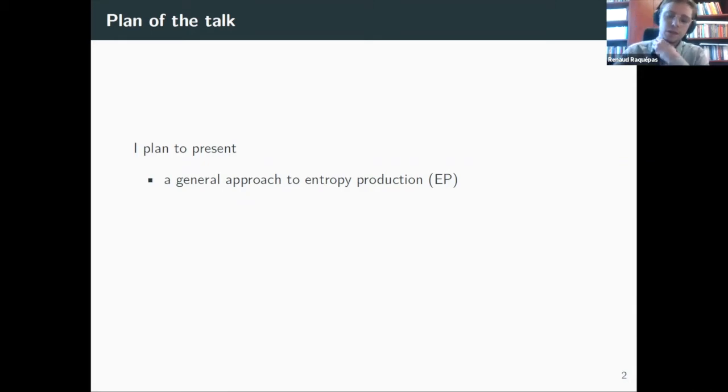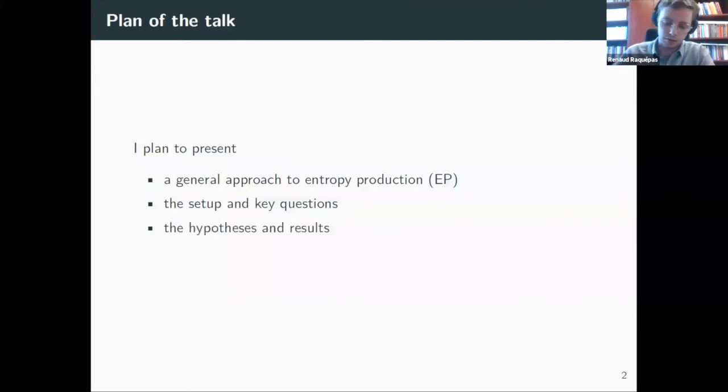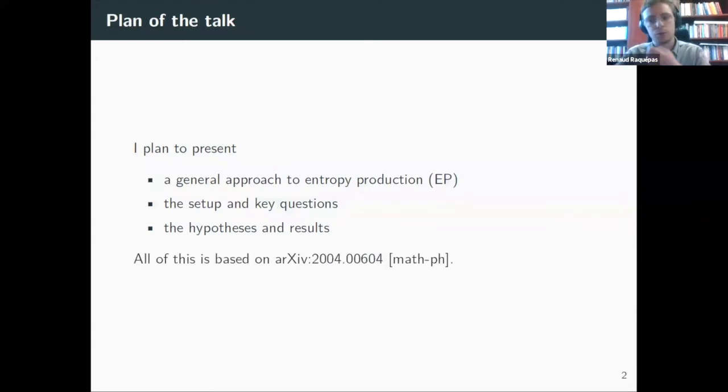Then I'll talk about the setup in which I will study entropy production, namely non-degenerate diffusions. I'll present the key questions that I will be asking about entropy production. Once that's done, I can more clearly state the hypotheses under which I will work, state my results, and give some hints of proof sketches. All of that is based on a paper which is posted on the arXiv.